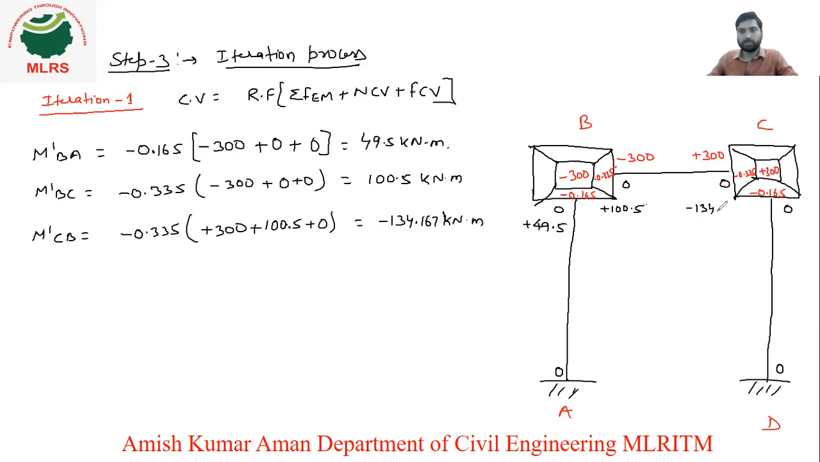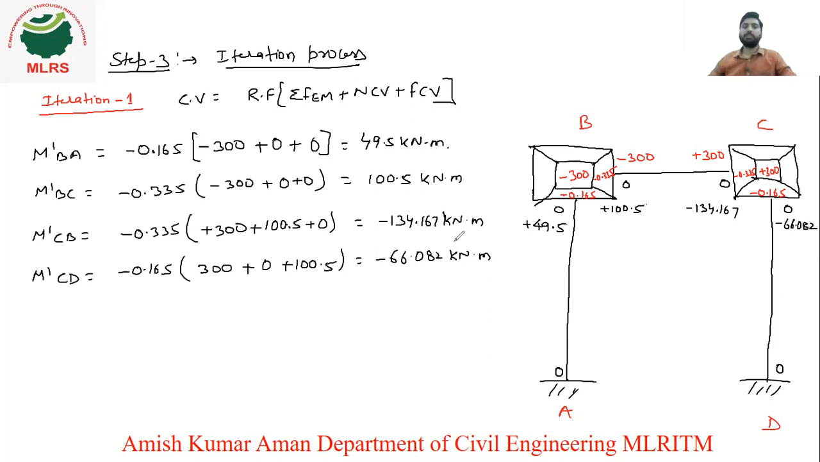Next, coming to M dash CD. Rotation factor minus 0.165 into summation of fixed moment, sorry, 300, plus near contribution value. Near contribution value is 0. Far contribution value is 100.5. Because at C, if you are standing, for CD, D is near, and B will be far. If you calculate, minus 66.082 kilonewton meter. So here it is minus 66.082. So this is our iteration number 1.